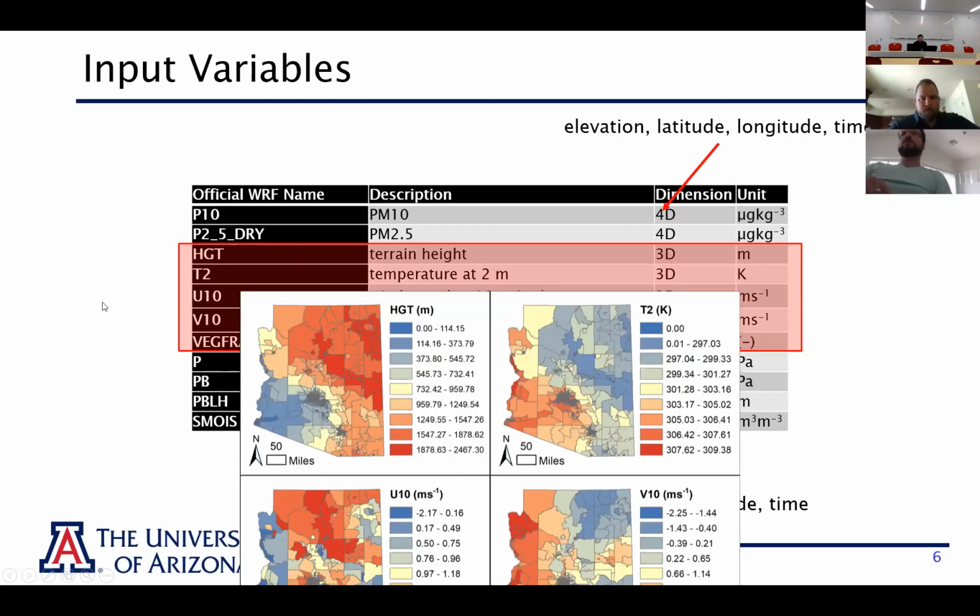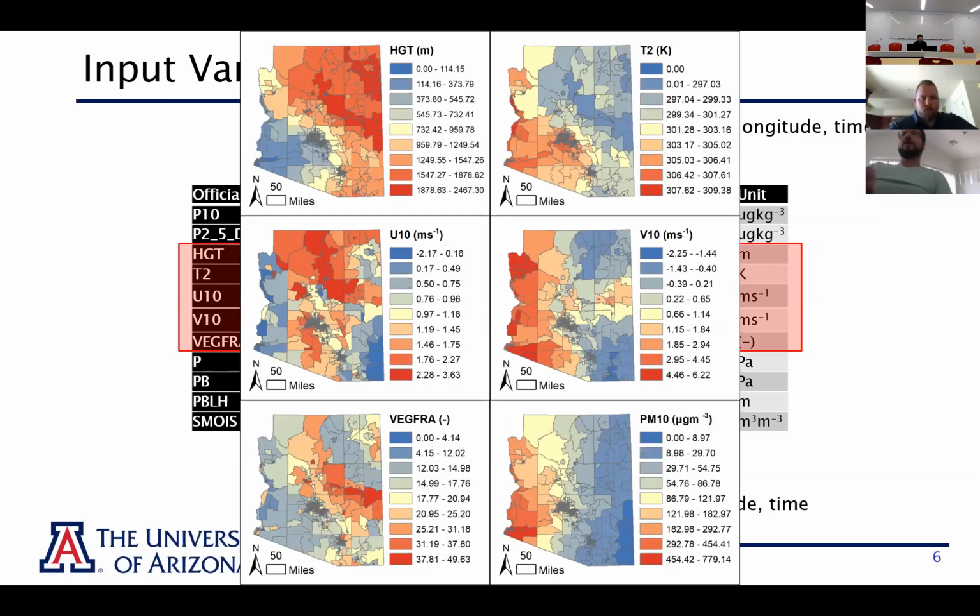This is just for the 2014 case. You can see the height, which is simply topography. Closer to the boundaries here, we have 0 height because we are closest to the ocean. And here in Flagstaff, we have a higher height. Close to Phoenix and Tucson, we have a higher temperature at that season compared to Flagstaff. U10 and V10 are wind speed in different directions.